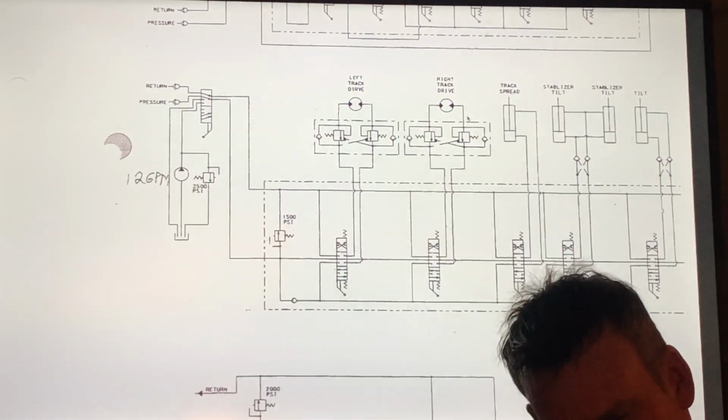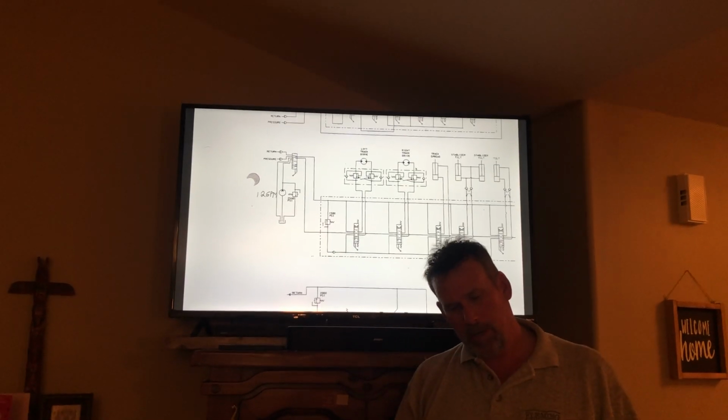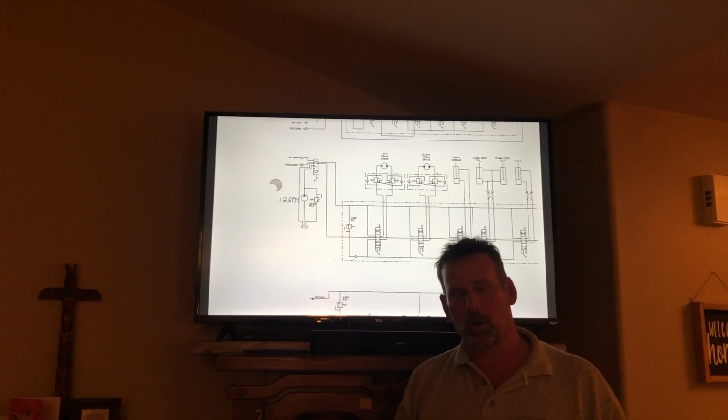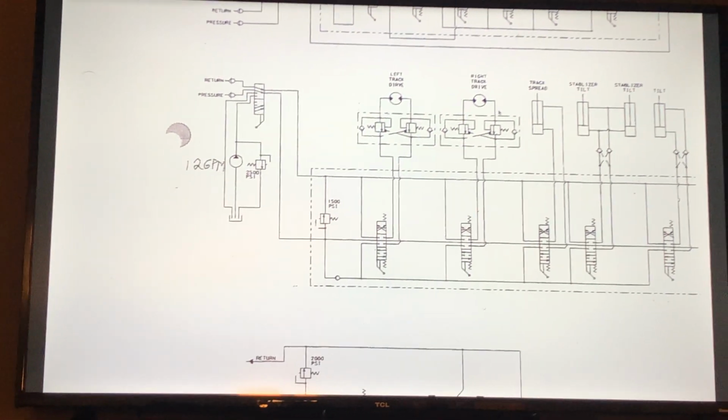All right, number 2. Why is the torque gauge reading pressure on one side of the rotation motor only? Okay, so bring that down.